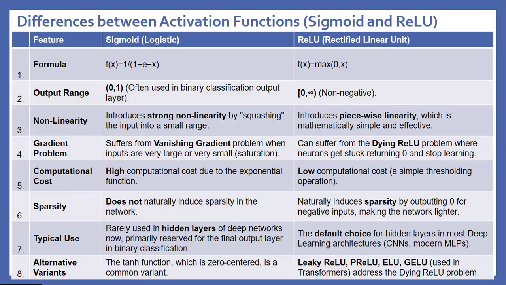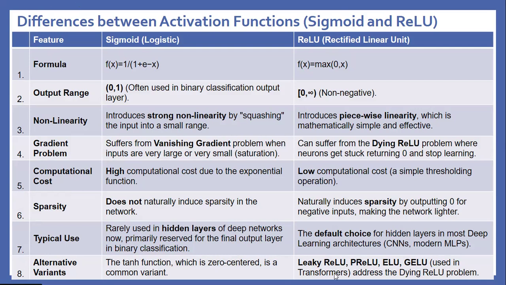Hi friends, in the continuation of the data science interview question answer series, we are moving to the question: difference between sigmoid and ReLU functions. Formula: sigmoid f(x) = 1 / (1 + e^(-x)). In ReLU, f(x) = max(0, x). The output range of sigmoid is 0 to 1, often used in the binary classification output layer.